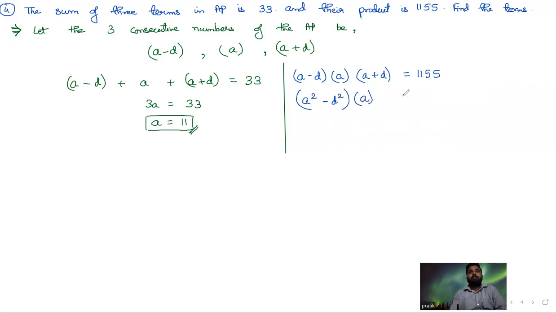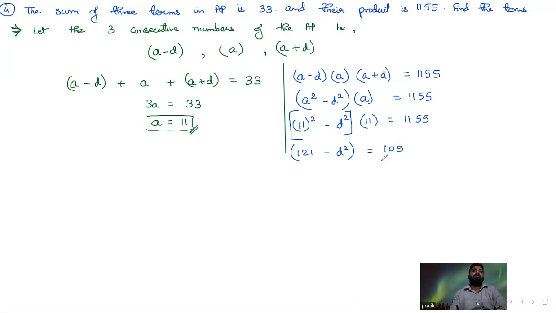The major purpose is that 1155. So A square from here is 11 square. So let's substitute. First, minus D square into A is again 11, which is equal to 1155. Now don't multiply like a fool. Okay. Rather, what you can do is 121 minus D square, just keep it as it is. And you can just divide it. So this is 11 ones are 11, 0, 5, 105.